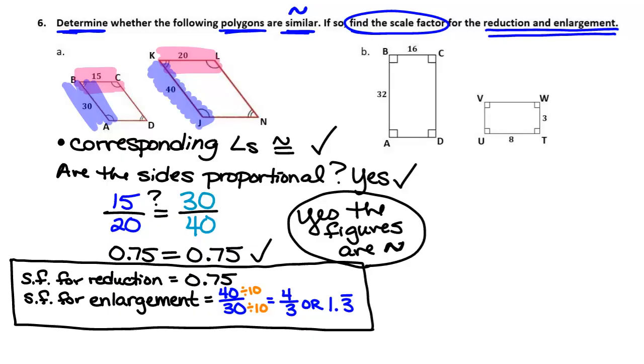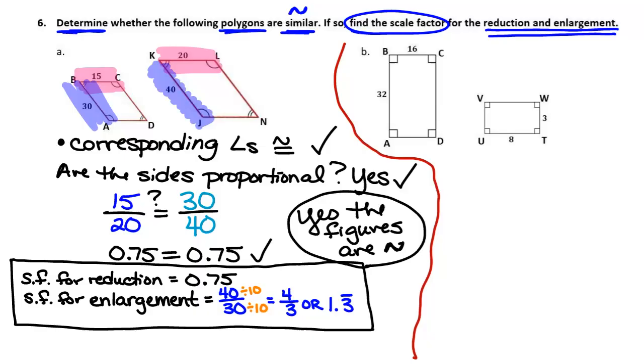All right, so on page 7, we had done number 6, part A. We had not yet done part B. So let's go and look at that one. Again, there's 2 criteria that have to be met in order for 2 shapes to be similar. They have to have corresponding congruent angles, and the sides have to be proportional.